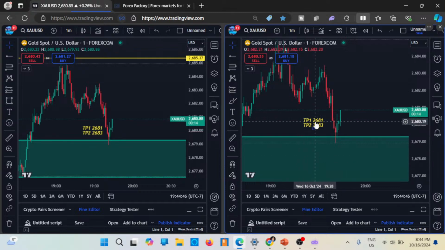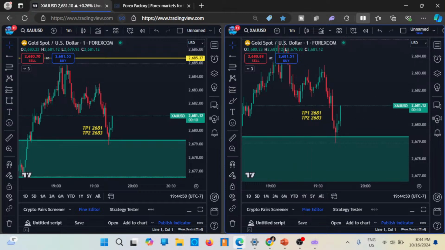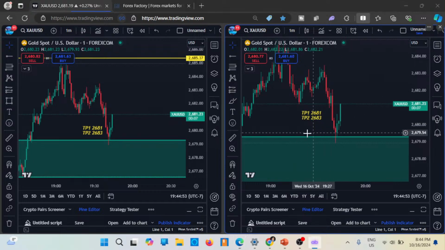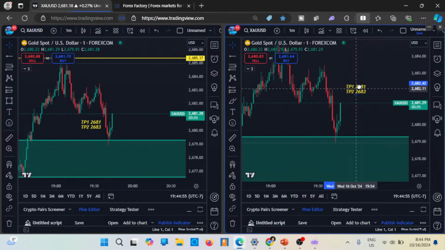For GBP USD, I will write it down for you guys. Just give me a second, y'all. Literally, yeah. So the TP for gold is right here.